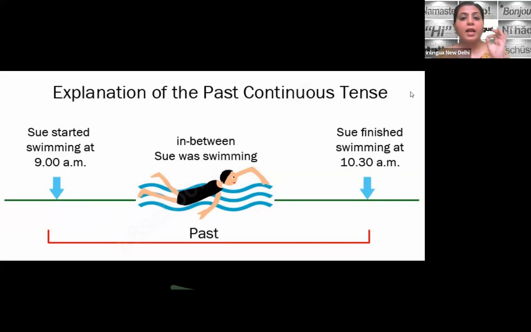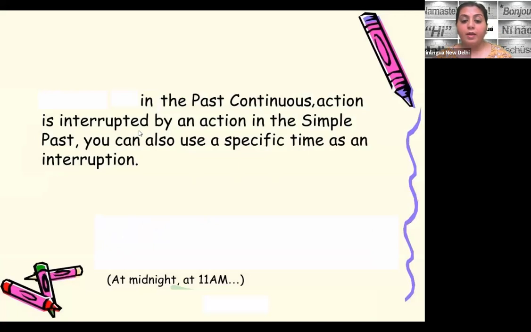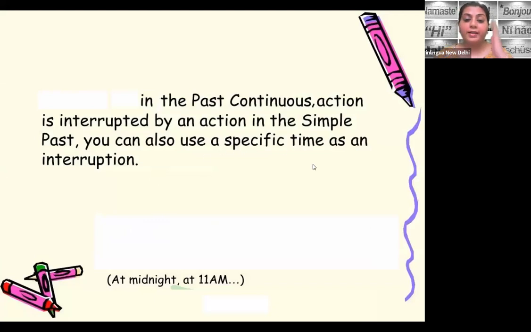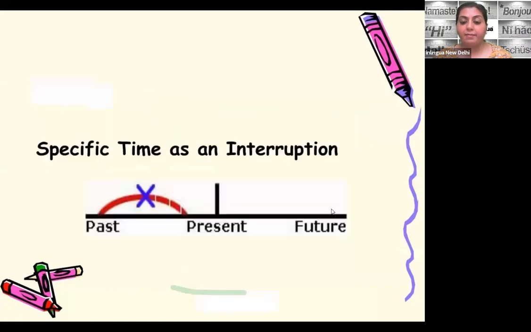Meaning, at a particular time in the past, she was in the middle of this long action, swimming. Okay. Now, in the past continuous, an action sometimes, so this is how you make the first usage. The second usage is the interruption of a long activity by another activity. Here we must use a specific time sometimes. For example, at midnight, at 11 a.m.